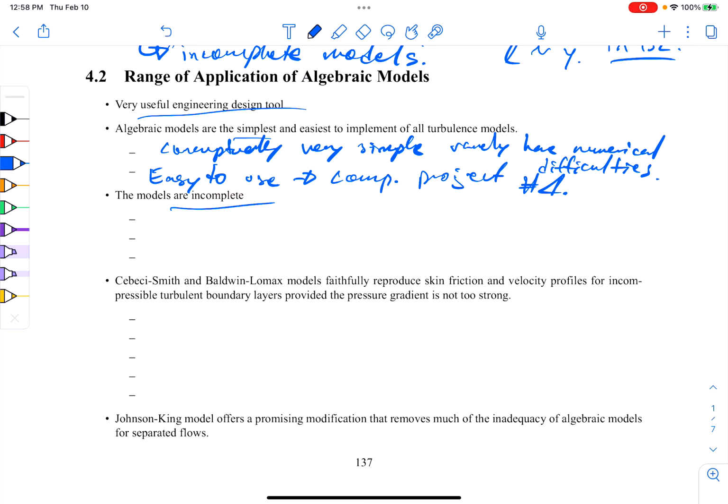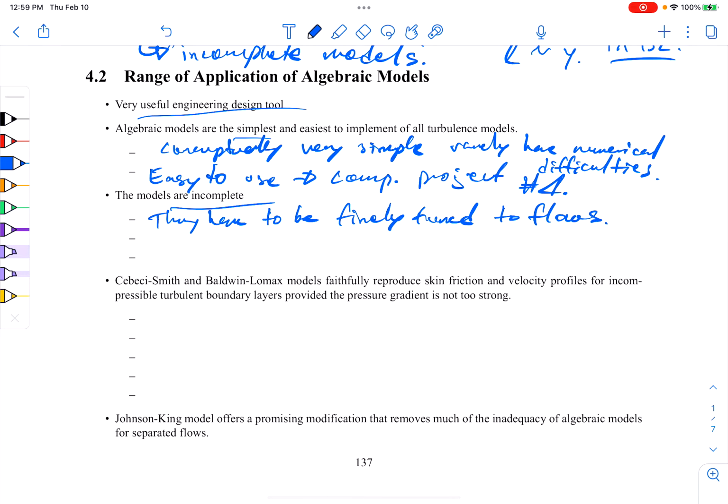Philosophically, as I just mentioned, they're incomplete. And that also implies, because they're just an algebraic closure, that they have to be finely tuned to flows. And it's difficult to extrapolate outside their calibration.